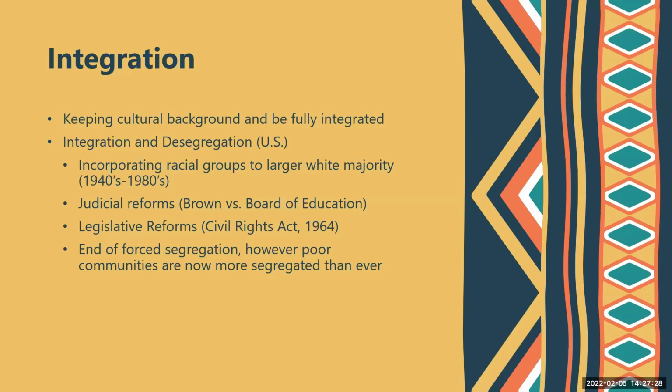There were judicial reforms such as Brown versus Board of Education and legislative reforms such as the Civil Rights Act of 1964 that tried to ensure this type of integration. Now, what's really sad is that while forced segregation ended, nowadays, poor communities are perhaps more segregated than ever.